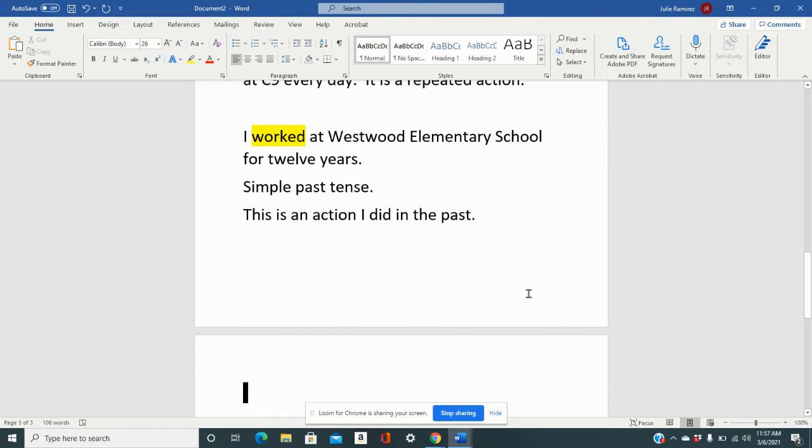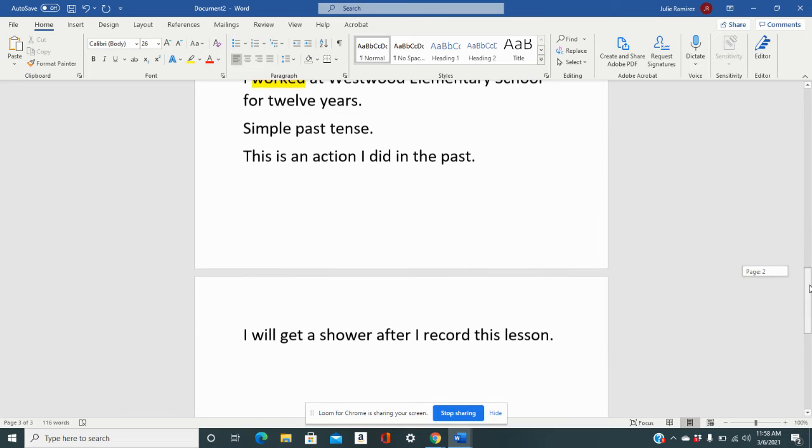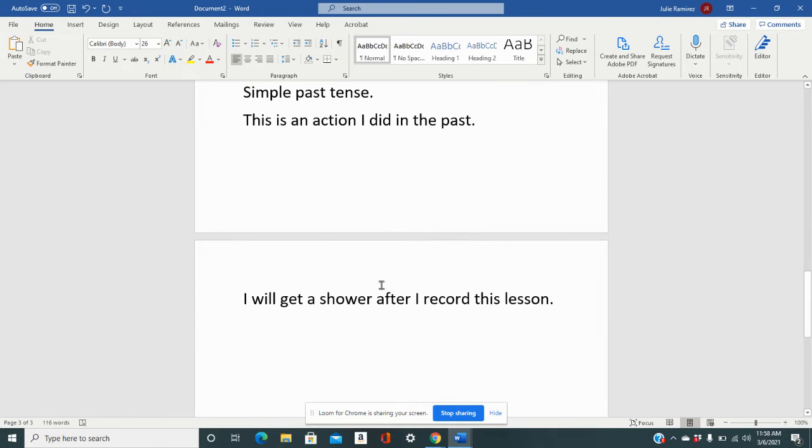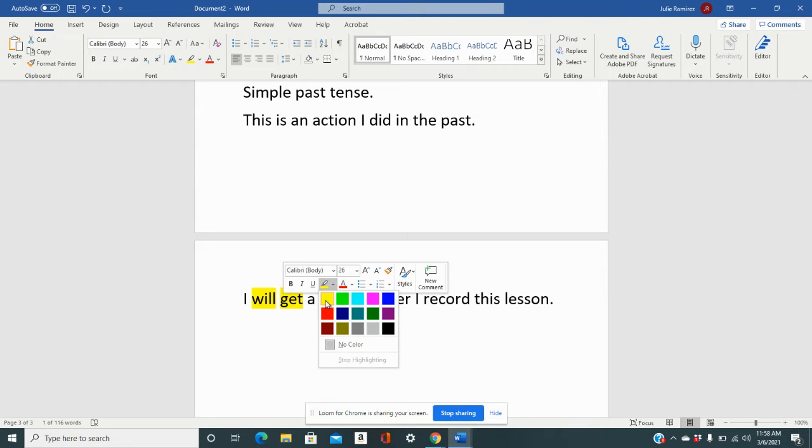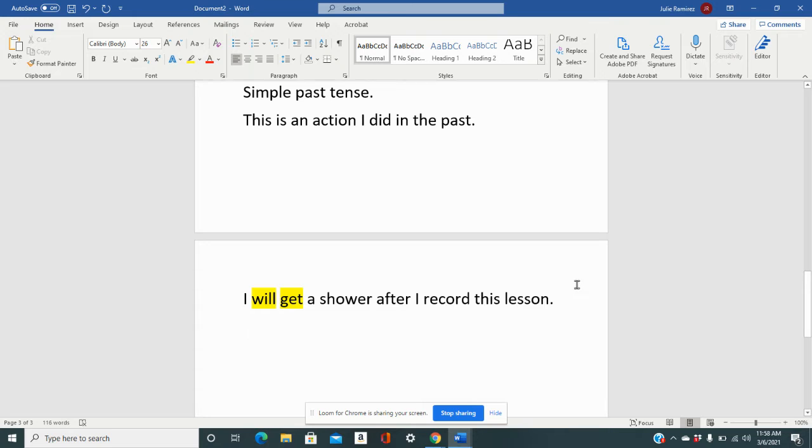So if I say, I will get a shower after I record this lesson. So my verb is get. Okay, it's something that I'm going to do. To show that it's future tense, I'm going to use the helping verb will. So will get is a verb phrase.